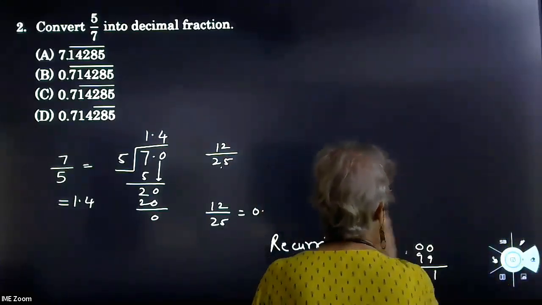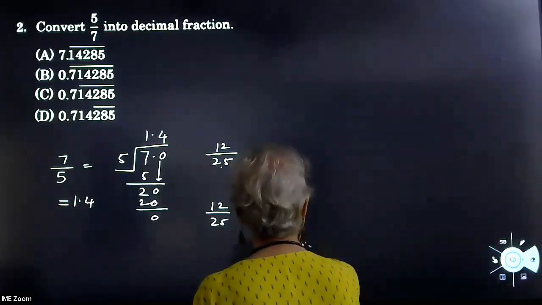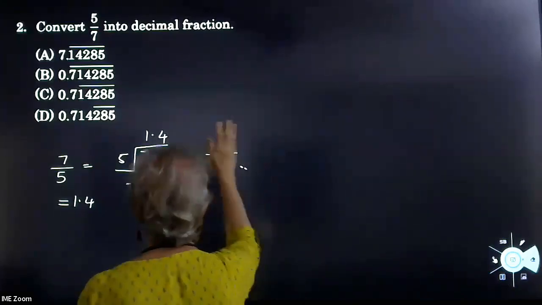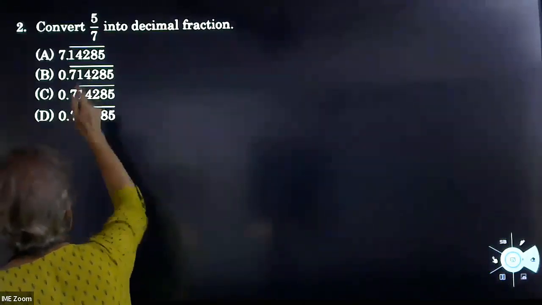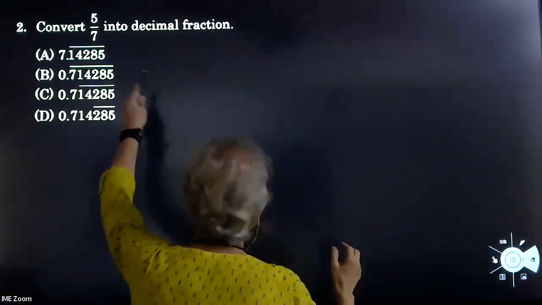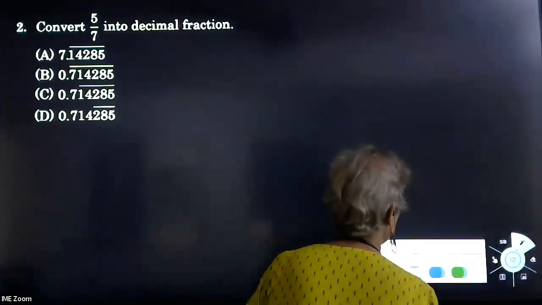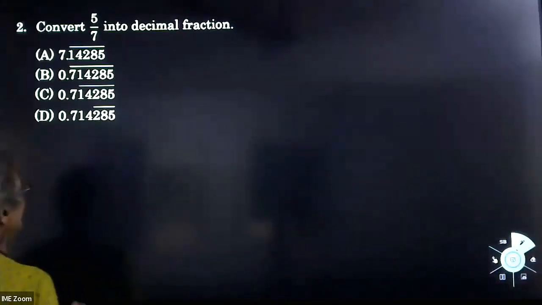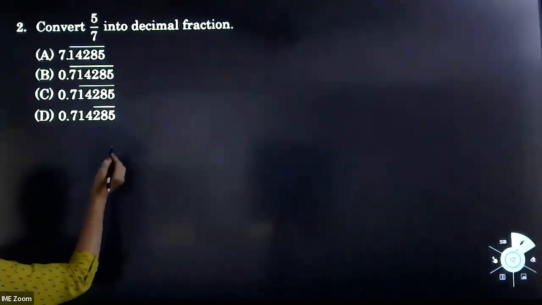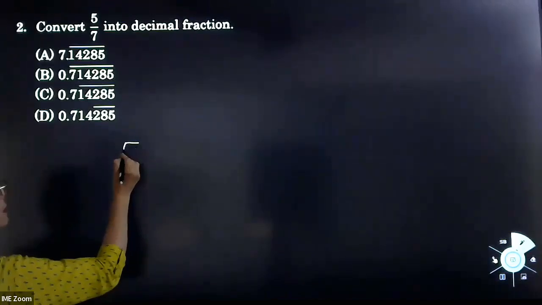This was just an example of what recurring decimal fractions are, and what is given in the answers. Some bars are given on these numbers. So what are they? Let us see now. Let us divide this 5 by 7. So we will do the actual division. It is a lengthy process.